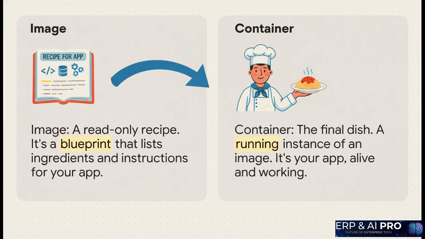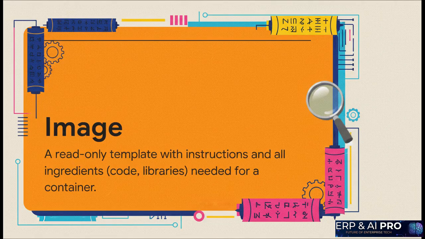So here's the deal. Think of an image like a recipe. It's just the blueprint, right? It's got all the ingredients and all the instructions for making your app. But the container, that's the actual dish you just cooked. It's your app, up and running, ready to go. So the key thing to remember here is that the image is just the plan. It's static. It can't be changed. You can't eat a recipe, right? It doesn't actually do anything by itself. It's just the instructions, waiting.